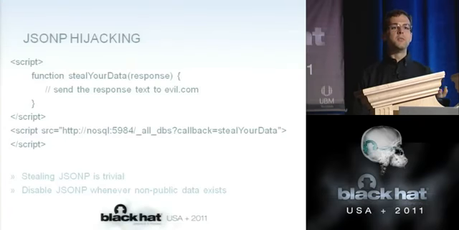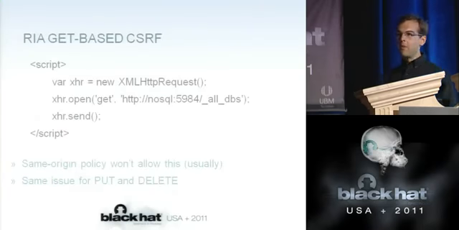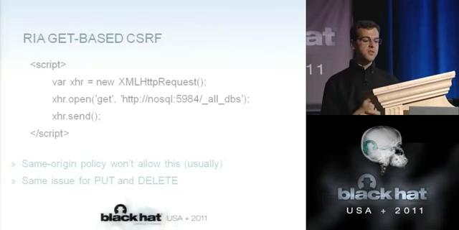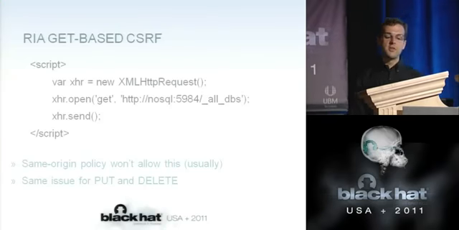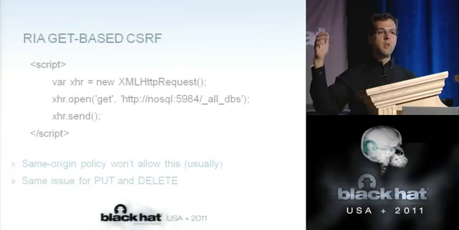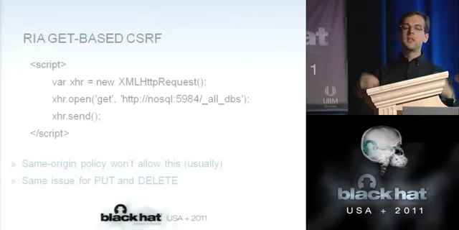All right, so let's assume that you've done this. What other ways can we do request forgery attacks? Well, we've got RIA-based, GET-based CSRFs. So I'm going to use AJAX in this case. I'm going to new up an XMLHttpRequest, have it call the GET to NoSQL 5984 and send that. Then when that's done, the callback I specify will fire, and I'll read that data and send it back to myself. And I can use this not just for GETs, but for PUTs and POSTs and DELETEs and everything.